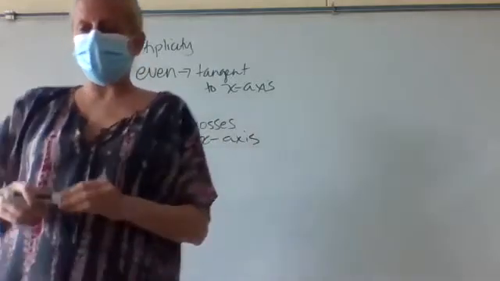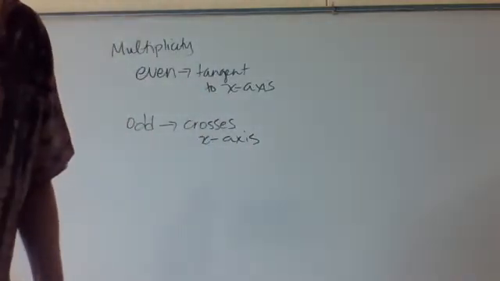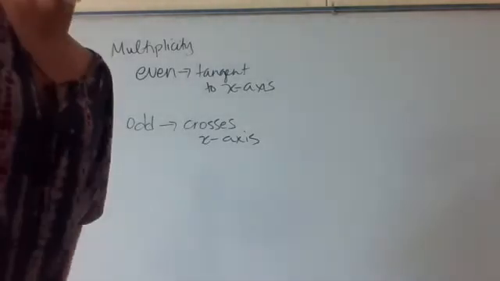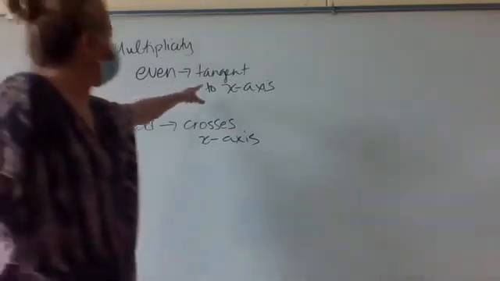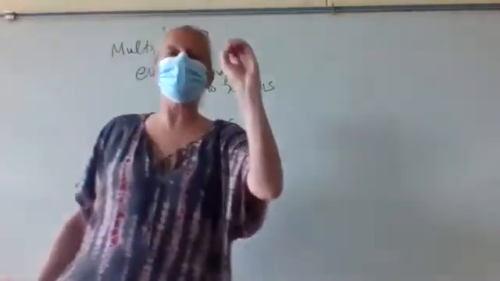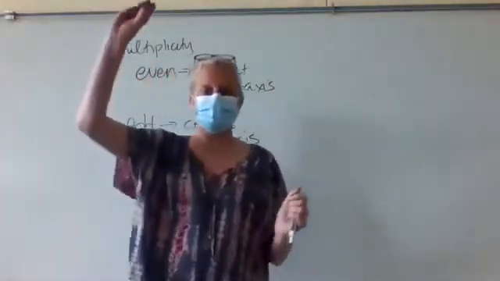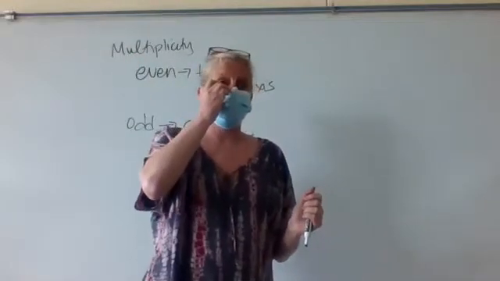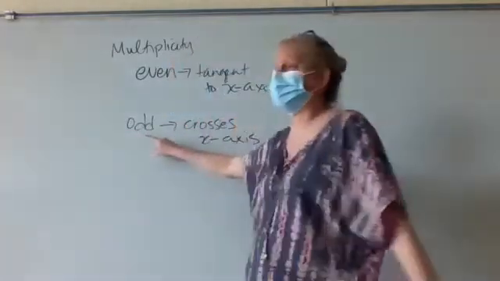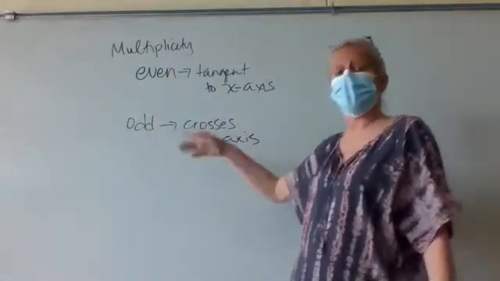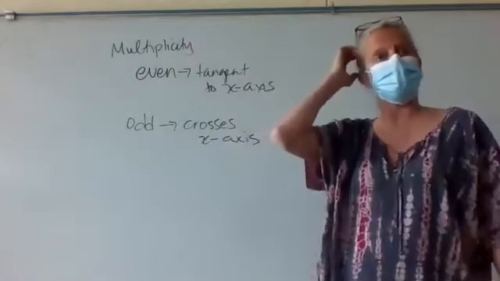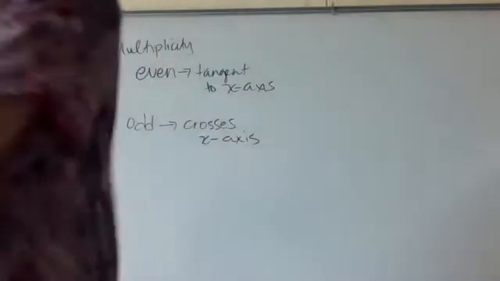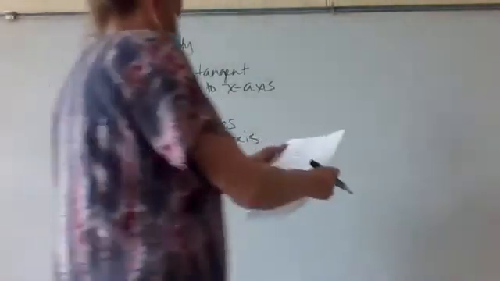Okay, concerning multiplicity, when your exponent is even, which means your multiplicity is even, you are going to be an x-intercept that is tangent to the x-axis. Tangent is the word we use when it touches the x-axis and goes the other way. If your multiplicity is odd, you are going to cross all the way through the x-axis at your x-intercept. So let's use that knowledge to answer whether or not this is true or false.